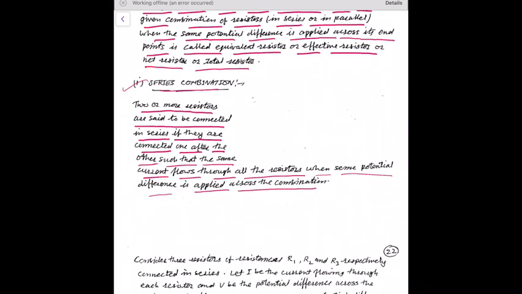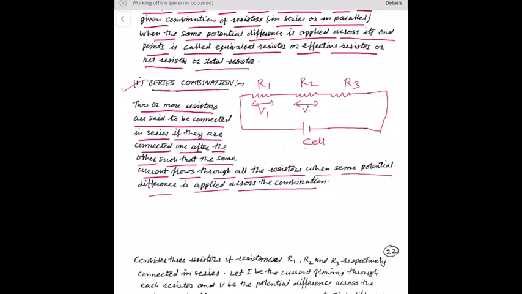The diagram of the series combination is: first R1, second R2, and third R3 connected by a cell. Here the potential drops are V1, V2, V3. The current in the circuit is I. Here the potential of the cell is V.